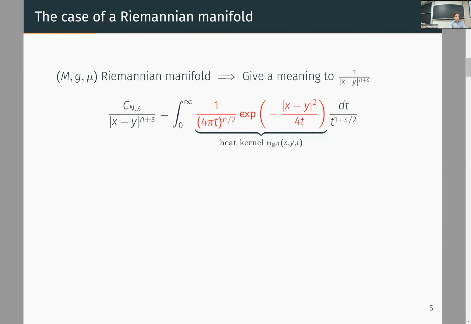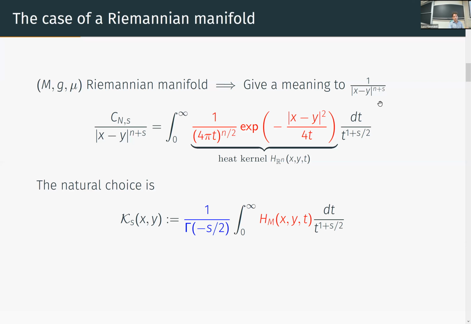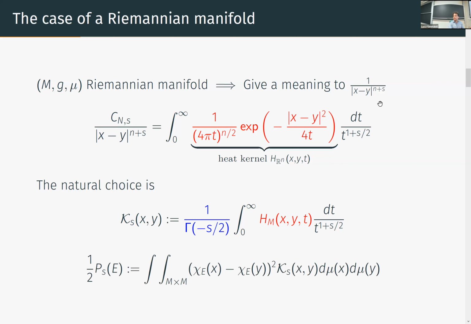How to introduce these concepts in a Riemannian manifold? What you have to do is, of course, give a meaning to the singular kernel that you have for the fractional perimeter. And how to do that? You just note that the fractional kernel can be written as an integral of the heat kernel, which is the fundamental solution of the heat equation in R^n. To introduce it, you do the same thing in a Riemannian manifold. You replace the heat kernel of R^n with the one of the manifold, and in a similar way, you can introduce the fractional perimeter of a set.